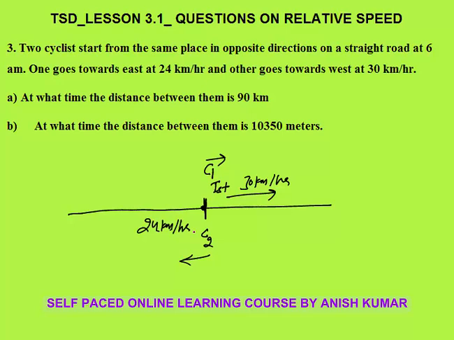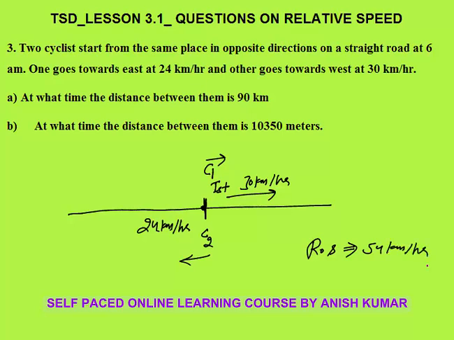Now, at what time is the distance between them 90 km? This is the first question. Now, the first thing you need to understand is relative speed. What is the relative speed? Now, as I told you, you can calculate relative speed in two ways. First, when two objects are moving in opposite direction, the speeds will be added, 30 plus 24. 54 km per hour will be the relative speed.